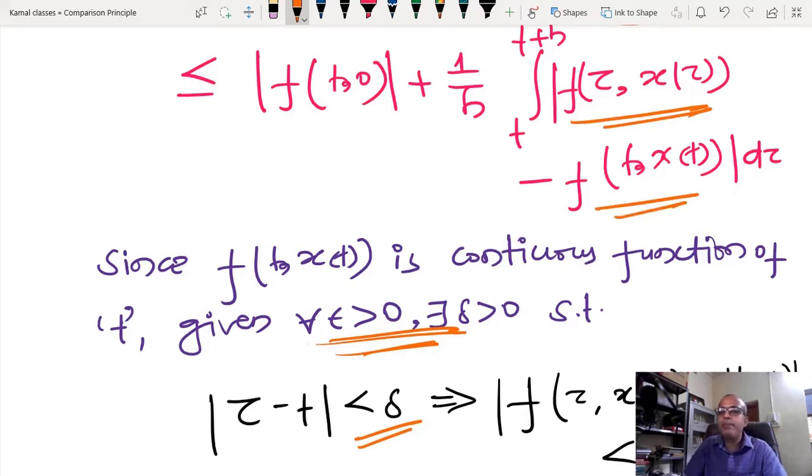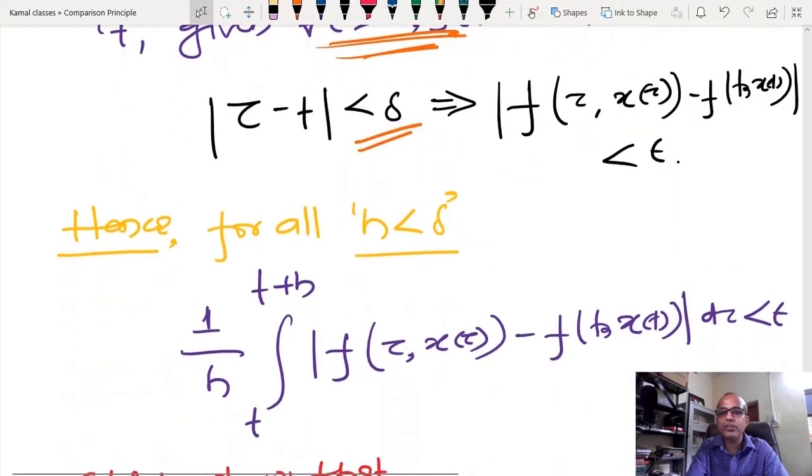So I have the function f(tau, x(tau)) and f(t, x(t)). What I have to make sure is that since f is already continuous, if these two, t and tau, are very, very close, then their mapping remains close. So for every epsilon there exists a delta; that is the definition from the continuity.